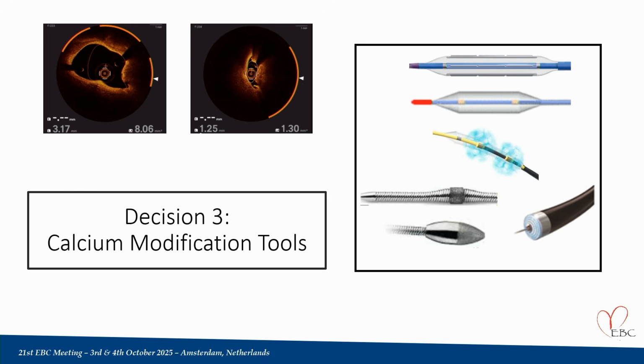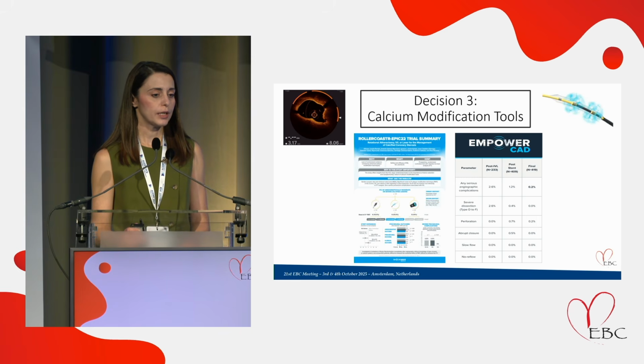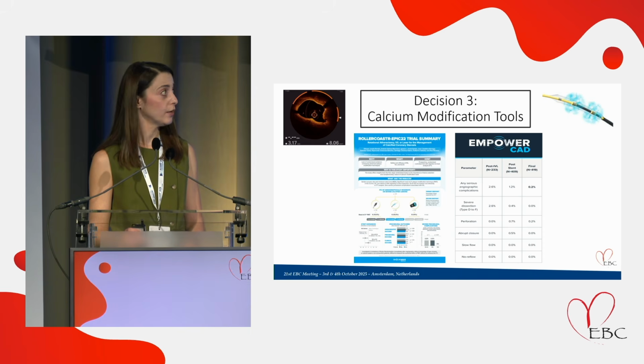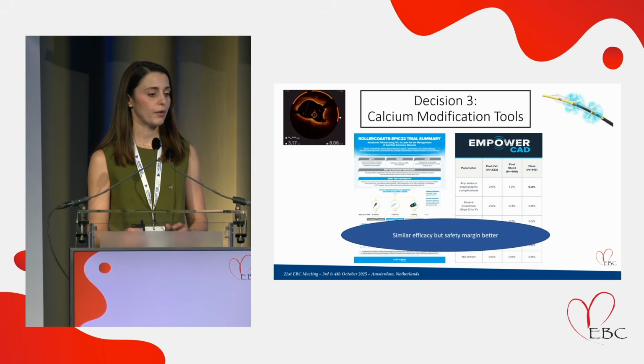I have a Fujino score of 4, which means I'm going to use calcium modification tools, and I'm lucky enough to have all the tools on the shelf. In this case, I went with an IVL first approach. And the reason for this is that there's good enough evidence. There's a Roller Coaster study, there's an EmpowerCAD study that's shown encouraging first results. So we know there's similar efficacy with atherectomy tools, but the safety margin is better.